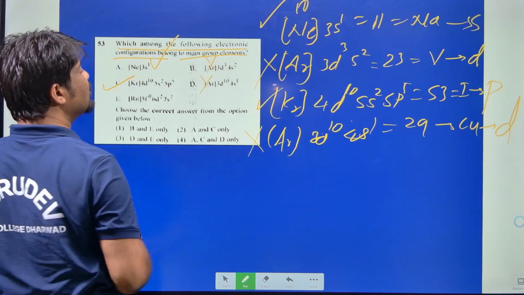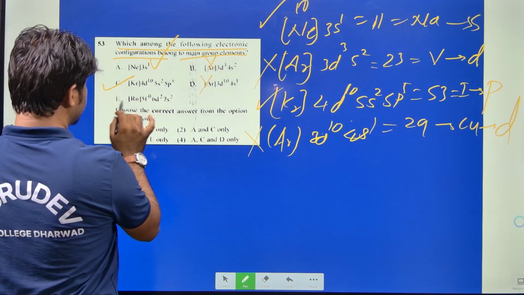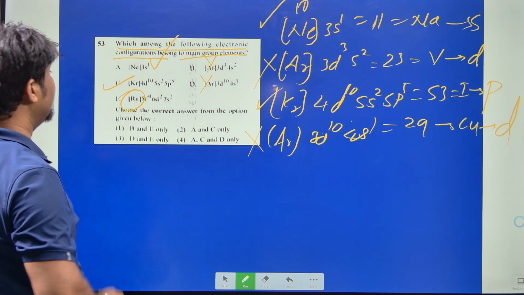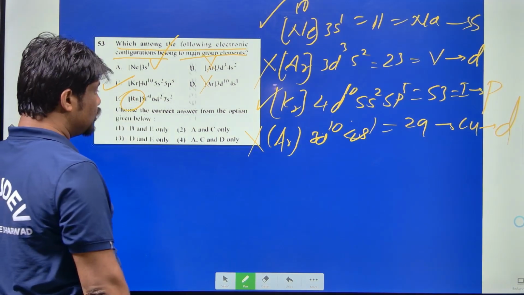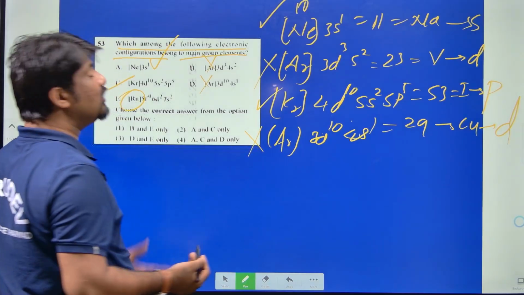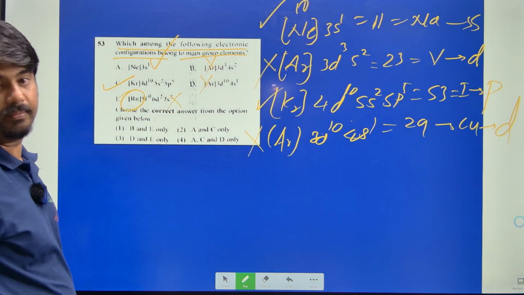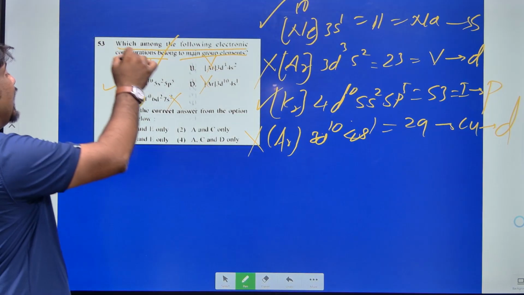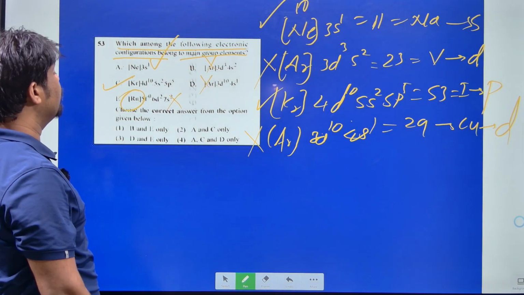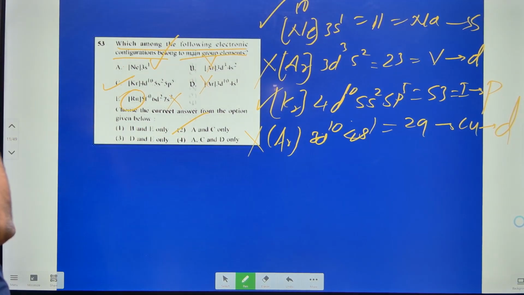B and D do not belong, and that is 5d10 6d2 7s2. Actually it comes to the radioactive element, that is thorium. That thorium belongs to the D block element, hence this also does not belong to the S and P block elements. So only A and C belong to the main group, and A and C is nothing but option 2, the right answer for the question here.